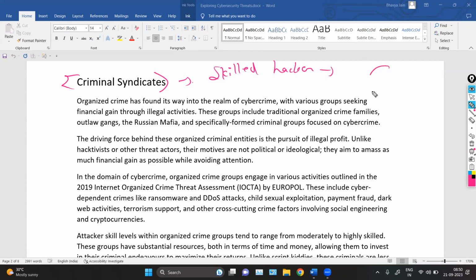Again, we have a group of people. Let's say we have five members in this group, and each and every member is a master in a different area. Some can easily hack websites, some can easily hack servers, some can easily hack cameras, or any technology, etc. So they are mastering different areas.